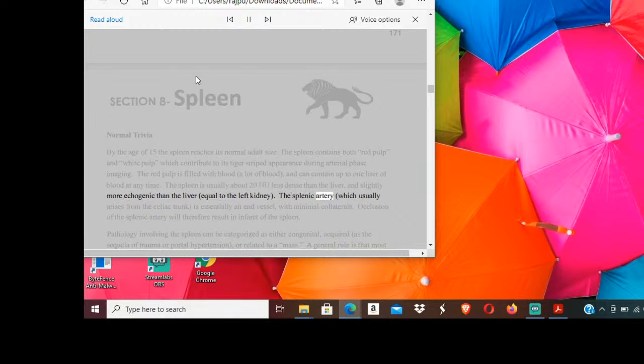The splenic artery, which usually arises from the celiac trunk, is essentially an end vessel, with minimal collaterals. Occlusion of the splenic artery will therefore result in infarct of the spleen.